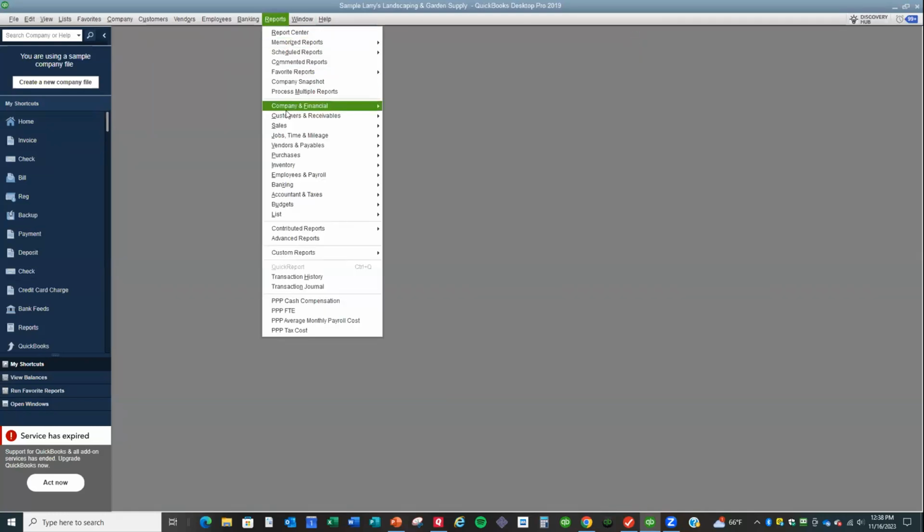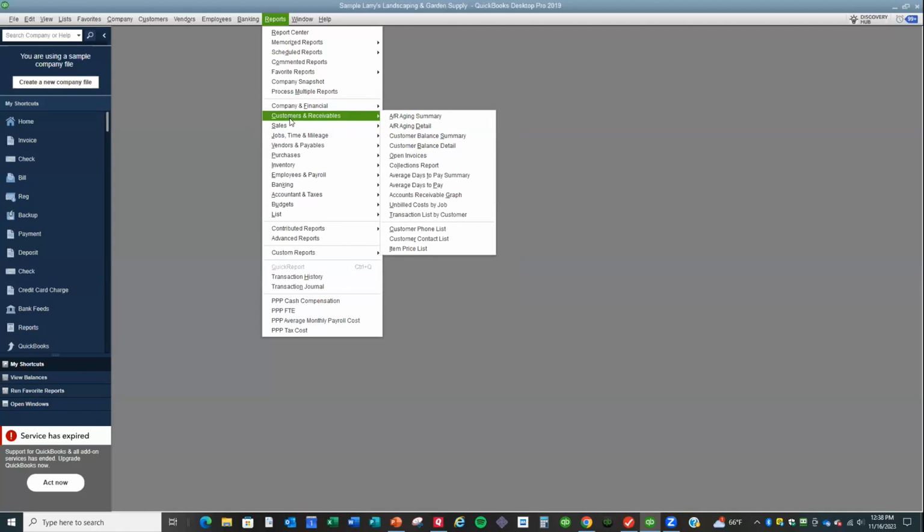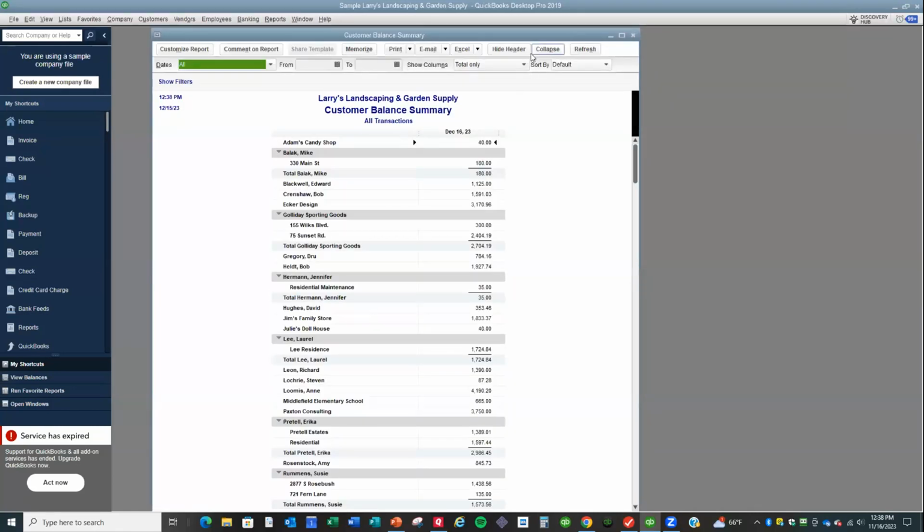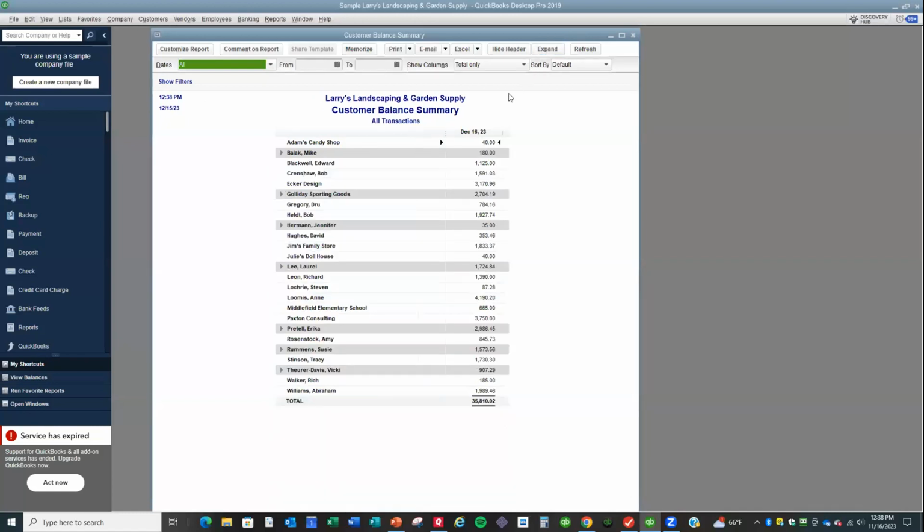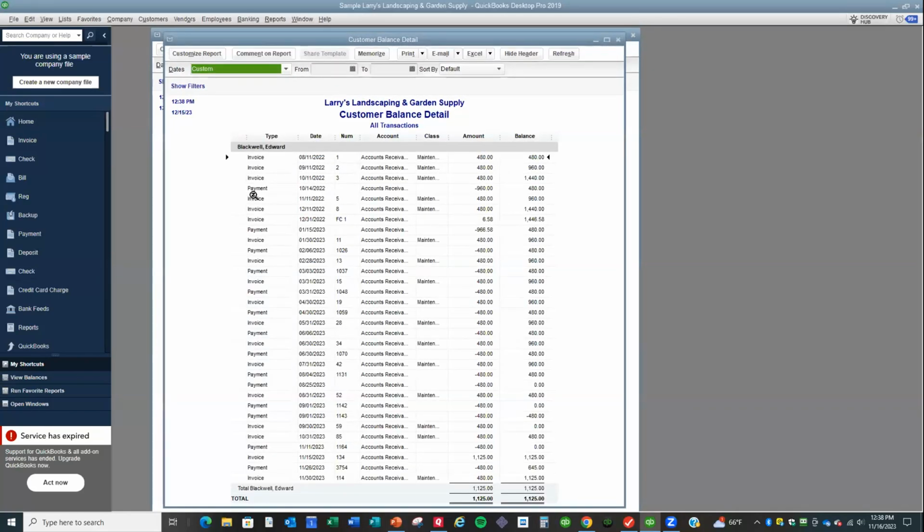There is a collections report. Oh, let me go back to that customer balance summary. Let me collapse it again. One thing I forgot to mention: if you want to see the detail on any of these, let's say Edward Blackwell, we can drill in on him, and it gives you a complete history of all of the bills, the payments, the whole nine yards that comes down to that $1,125. The transactions are right here, the transaction amounts, and a running balance right here.